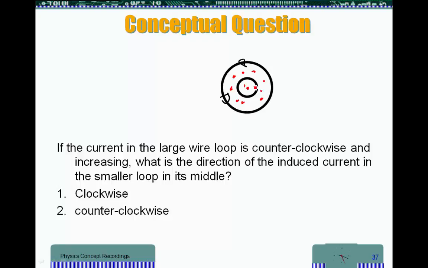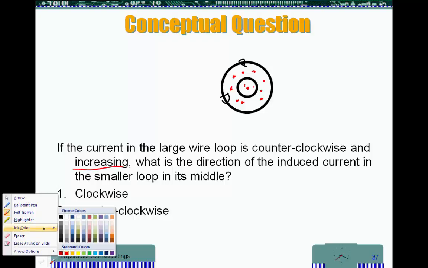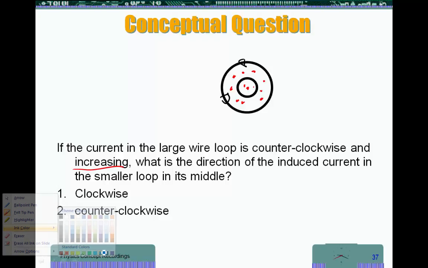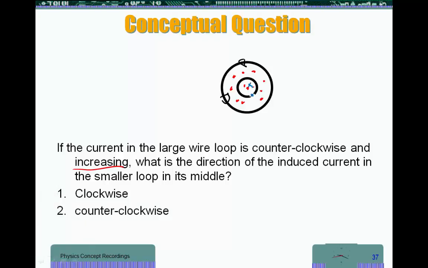Okay, and since that current is increasing, that flux is increasing. So the small loop should have a current to oppose that increase. To oppose that increase, the magnetic field due to the small loop is going to point into the page. If it's going to point into the page, again using the right-hand rule, my current is going to be this way, in the clockwise direction.